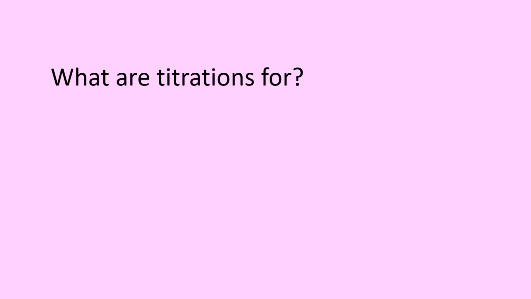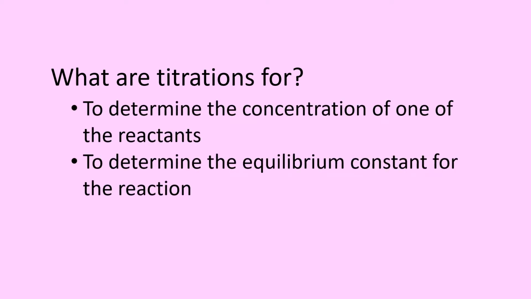So there are actually two main reasons why we do titrations. First is to determine the concentration of one of the reactants, and the next is to determine the equilibrium constant for the reaction. So in an acid-base titration, a solution containing a known concentration of base is slowly added to an acid, or the acid is added to the base.